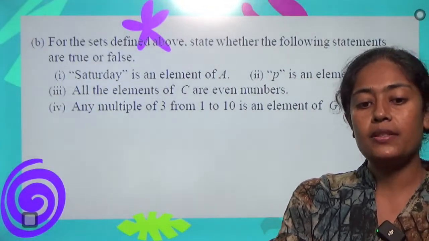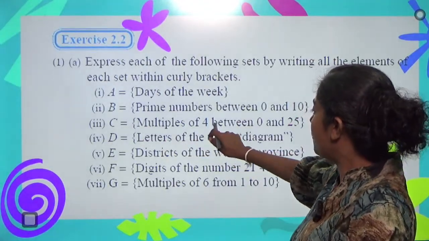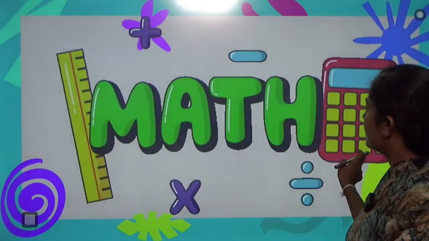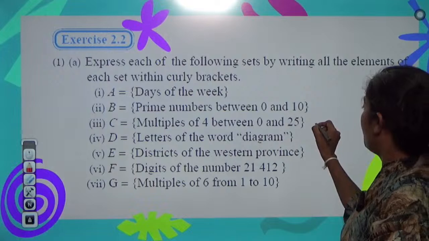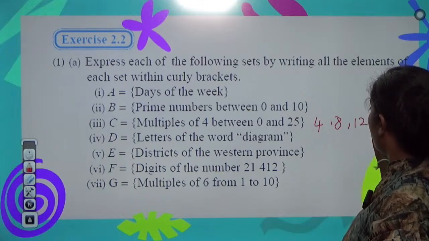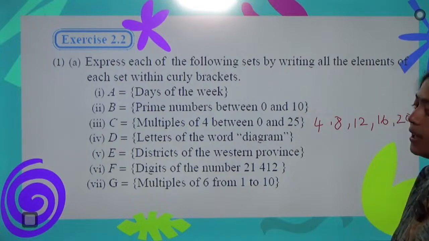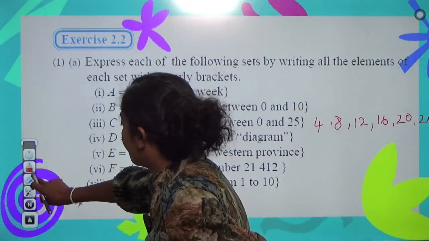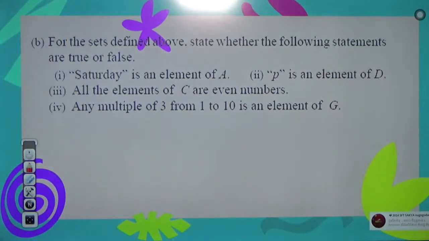Third one, all the elements of C are even numbers. Let's see. True. See, multiples of 4 between 0 and 25. What are the values we have written? 4, 8, 12, 16, 20, 24. Yes, we will see 4, then 8, then 12, 16, 20, 24. All these are even numbers. So, that is correct. Right. Last one.